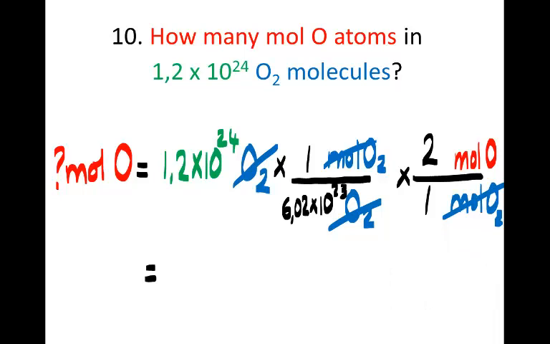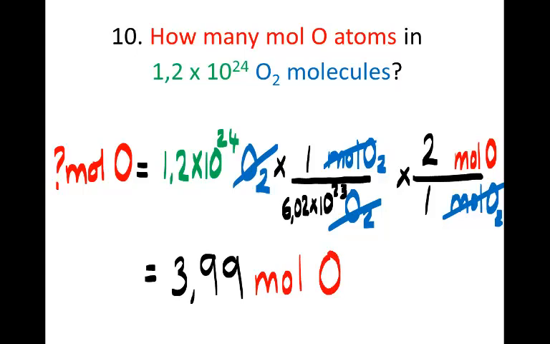1,2 times 10 to the power 24, divided by 6,02 times 10 to the power 23, multiplied by 2, gives you 3,99, and the unit is moles of O atoms.